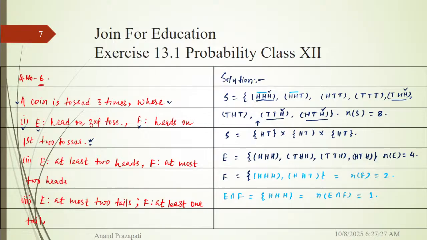So we find out the probability of E by F, equal to probability of E intersection F by probability of F. The probability of E intersection F will be number of E intersection F by number of S, and probability of F equals number of F by number of S. So we cancel out number of S, then we get number of E intersection F by number of F. So number of E intersection F is 1 and number of F equals 2. So probability of E by F equals 1 by 2.